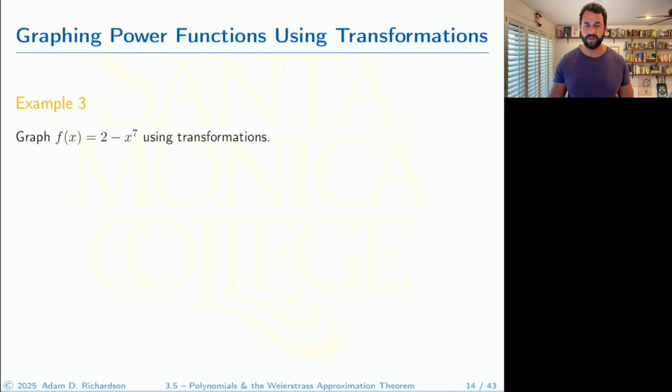Right, here we go. So this is x to the 7th, but the first thing we're doing to x to the 7th is we're reflecting it vertically by that negative, right? And then we're going to shift it vertically upward 2 units. So we've got two transformations. We're taking x to the 7th, flipping it vertically, and then shifting it vertically.